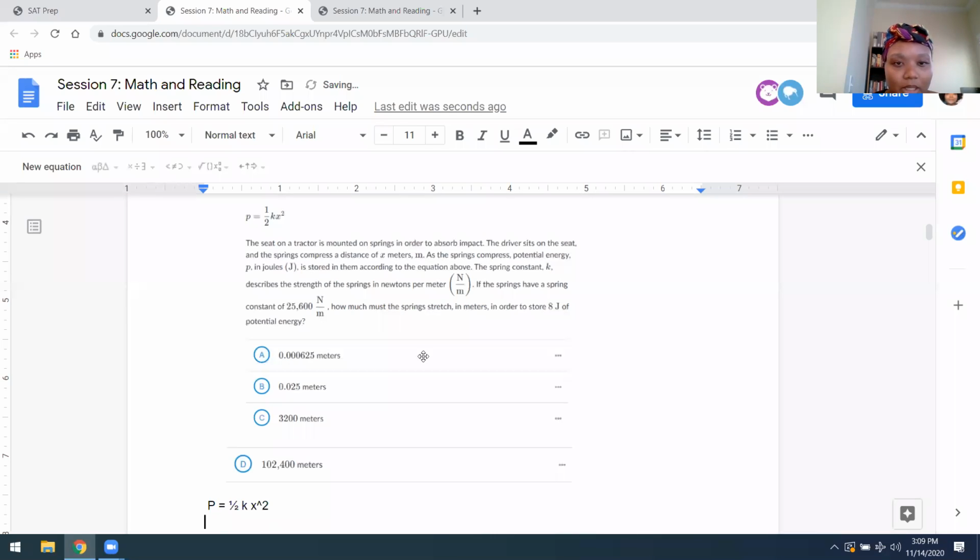That's what we have. So when we read through here, I'm just going to type it here so it's all on the same line. The driver sits on the seat and the springs compress a distance of X meters, M. Now this is how we're connecting this formula to this paragraph. So right here, it's saying X equals M.